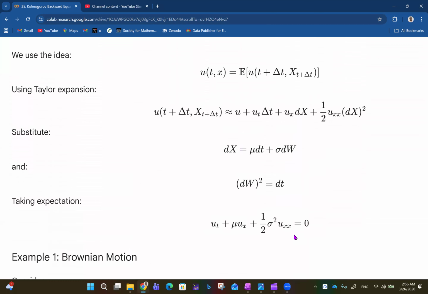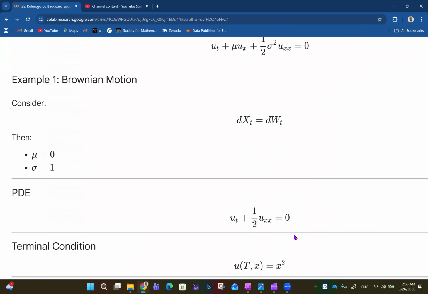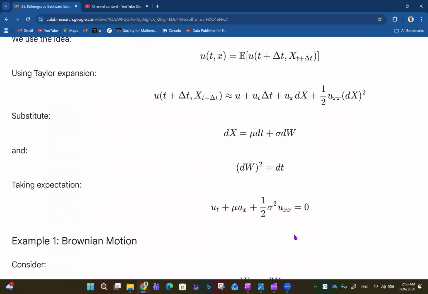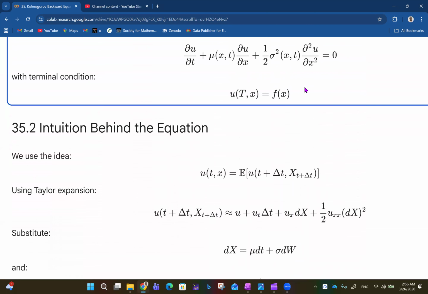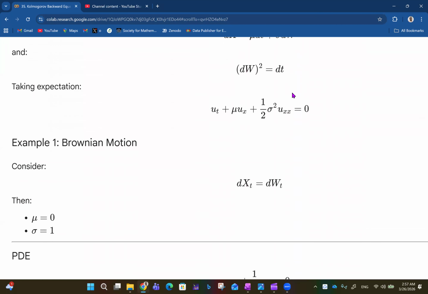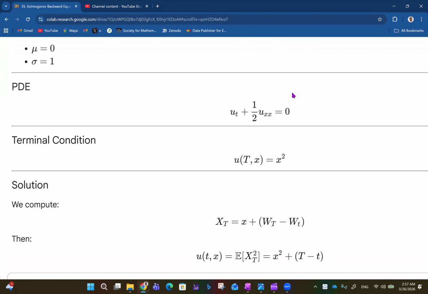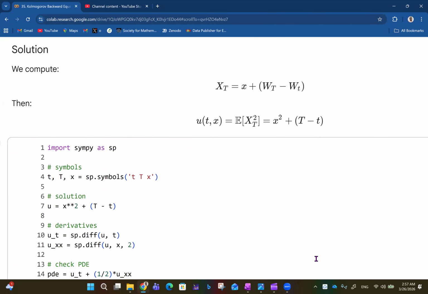I think we saw the terminal condition somewhere before. The terminal condition now is u(T, x) equal to x squared. Okay, yes, it's f(x), so now we take it to be x squared in this situation. Then if we solve that, we compute X_T equals x plus W_T minus W_t. Then we say that u(t, x) is the expected value of X_T squared, which equals x squared plus (T minus t).